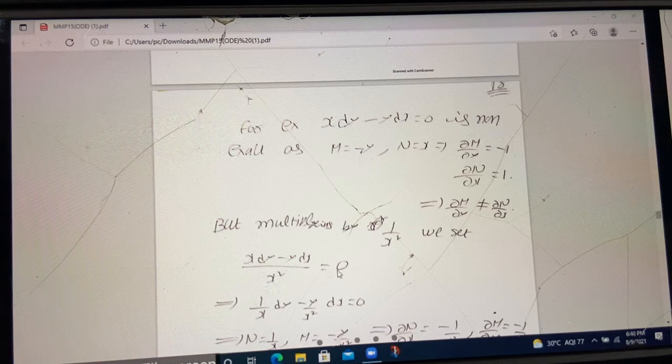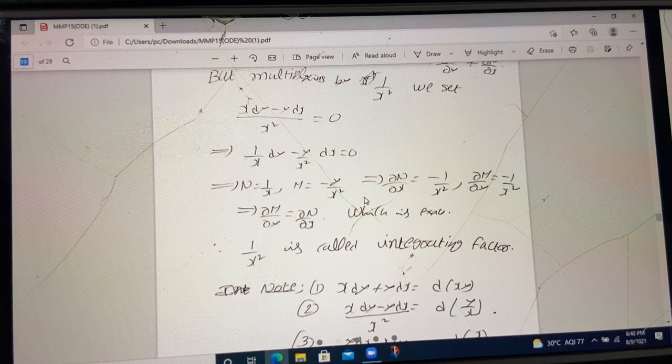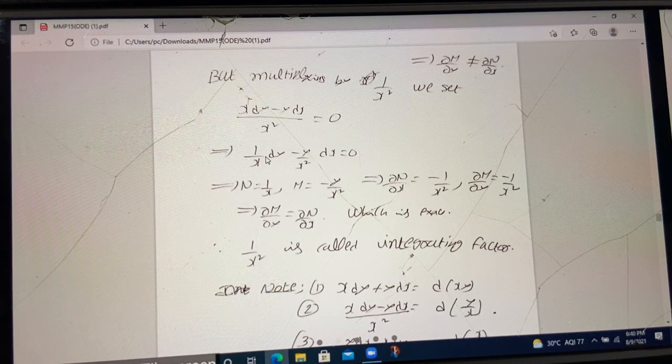So if you multiply by x square, then you get (1/x) dy minus (y/x²) dx equals 0. This is M dx plus N dy. N means the dy coefficient, M means the dx coefficient. Don't write the first one as M and the second one as N: in M dx plus N dy, the dx coefficient is M, the dy coefficient is N. Then ∂N/∂x is minus 1/x², and ∂M/∂y is minus 1/x². Both are equal, which is exact. So 1/x² is called the integrating factor.